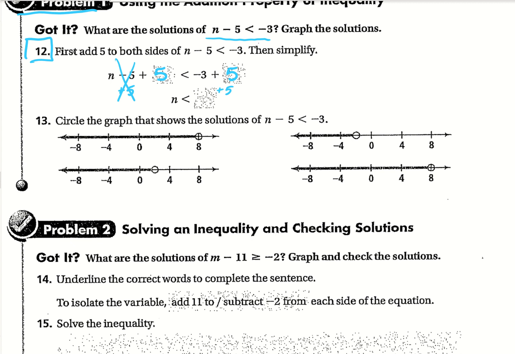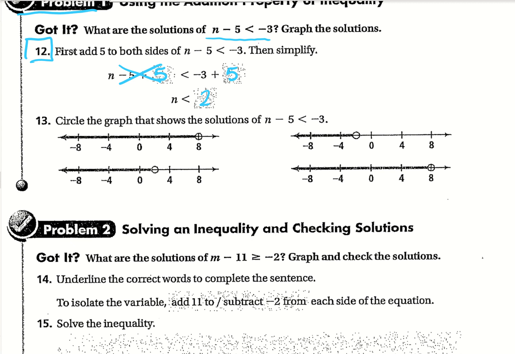I guess that was a confusing way of putting it. So if you just leave it like this, because I already had plus 5, didn't I? So if we just left it like this, these two 5s will cancel. And we have negative 3 plus 5 on the right side, and that is 2. So we should be left with n is less than 2.